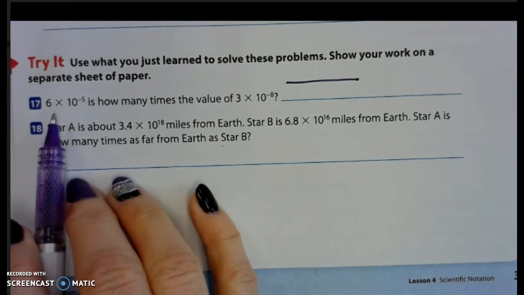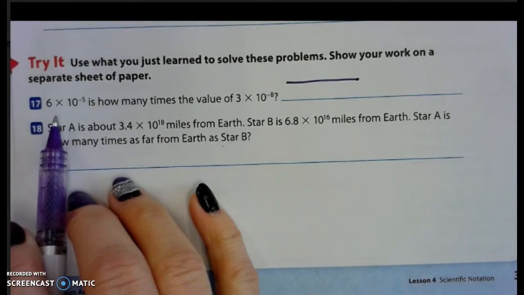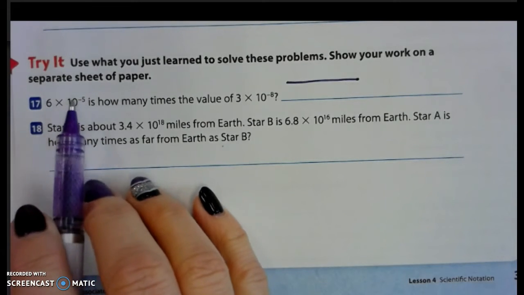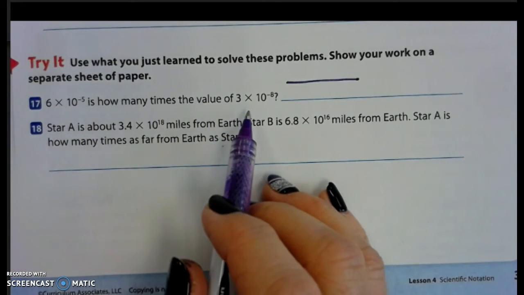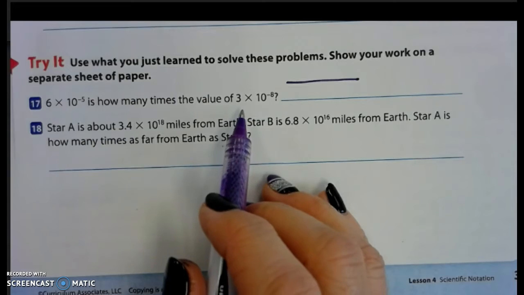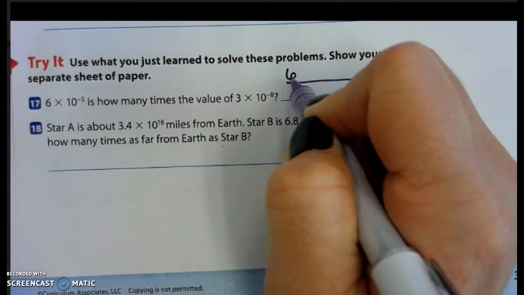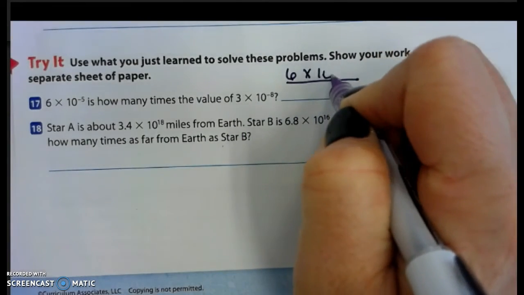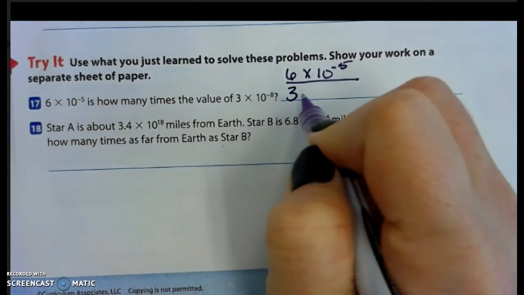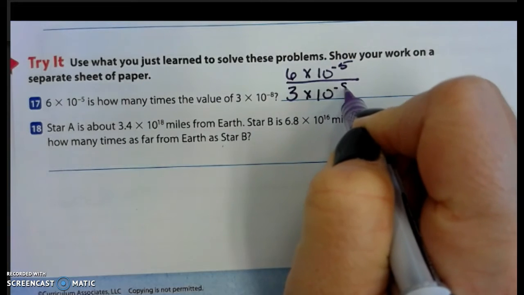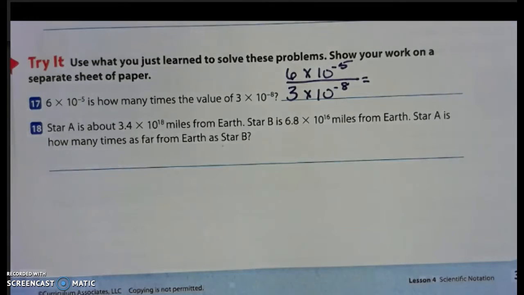If you will look at the way they've worded this problem, it says 6 times 10 to the negative 5 is how many times the value of the other number. They're telling you that number is bigger. If you're not sure, you may have to do some comparing. So I'm going to put the bigger number on top, the smaller number on bottom, and then all I have to do is divide. I'm going to divide 6 by 3.